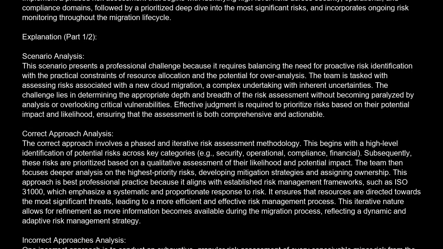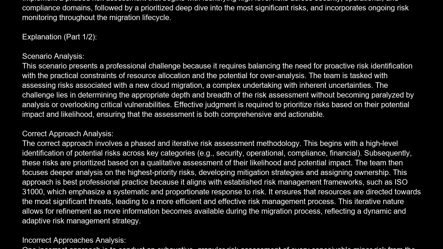The correct answer is C. Implement a phased risk assessment that begins with identifying high-level risks across security, operational, and compliance domains, followed by a prioritized deep dive into the most significant risks, and incorporates ongoing risk monitoring throughout the migration lifecycle.